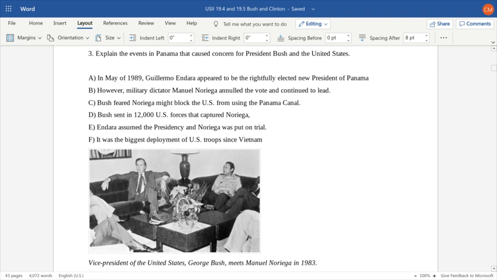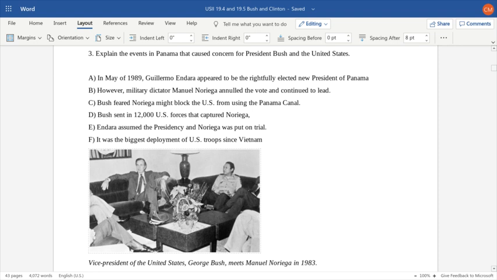Early on in the Bush presidency, Bush was sworn in after winning the 1988 election in January of 1989, and by May of 1989, he was dealing with a situation in Panama, his first international crisis. Guillermo Endara appeared to rightfully win a presidential election as the new president of Panama.